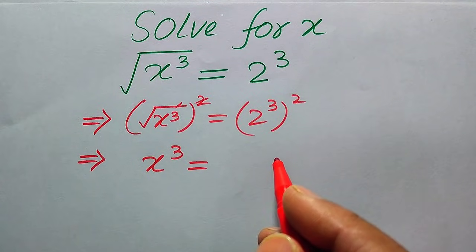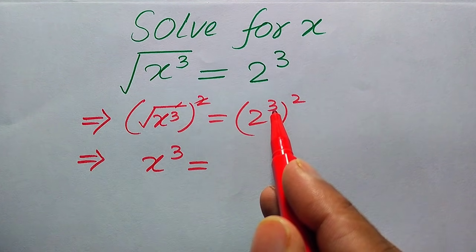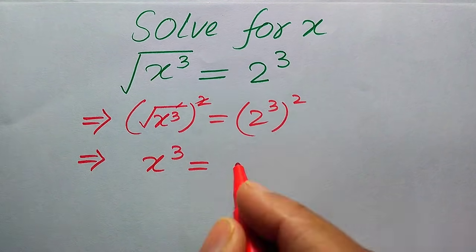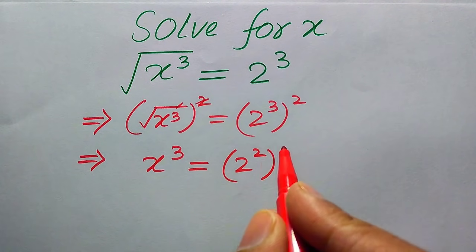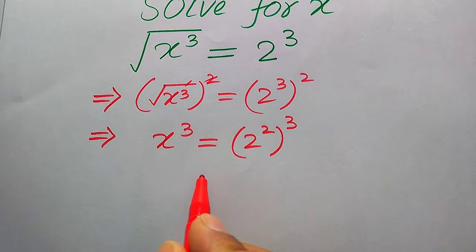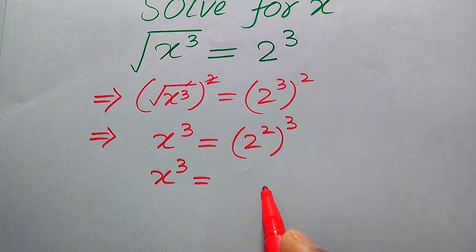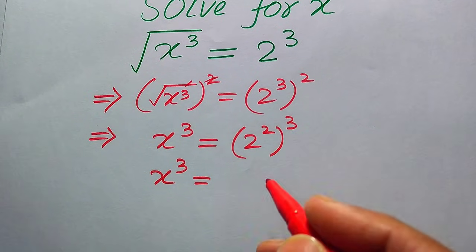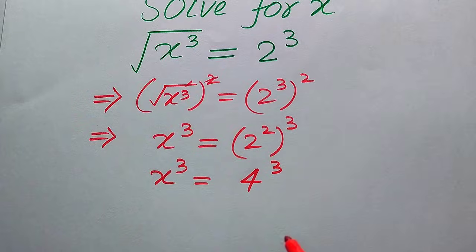And in the right hand side we use the exponent law. According to this law, we are able to interchange both of these two exponents, and when we interchange them, it will be written as 2 square and its whole cubed. Now we need a little bit more simplification on the right hand side. So we have 2 square, and 2 square becomes 4 and its whole cubed.